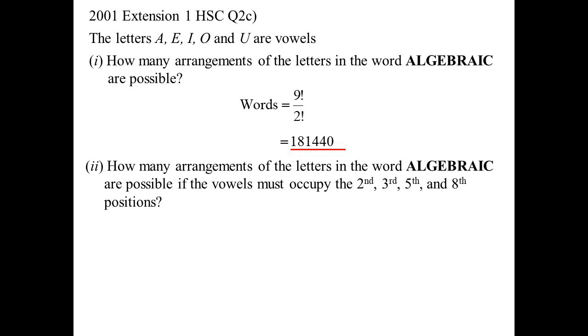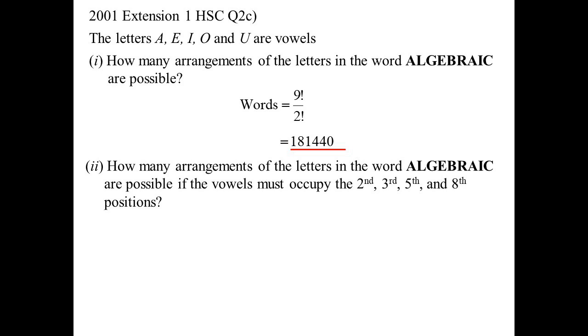Let's now look at this HSC one. Because in the HSC they explain everything, assume nothing. So just in case you weren't sure, A, E, I, O and U are what we call vowels. How many arrangements of the letters in the word algebraic are possible? Well, there are 9 letters, and in all of that there are 2 A's. So I'll divide by 2 factorial. There's the total number of words. Well, how many arrangements in the word are possible, hence why they gave us a definition for the vowels, if the vowels must occupy the 2nd, the 3rd, the 5th and the 8th position.